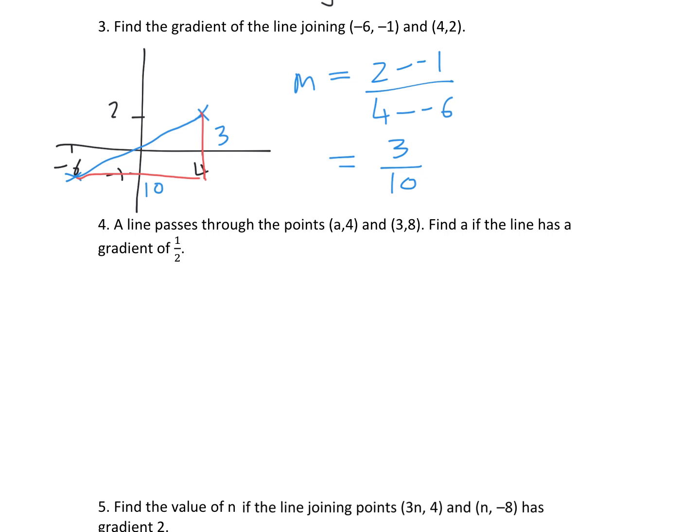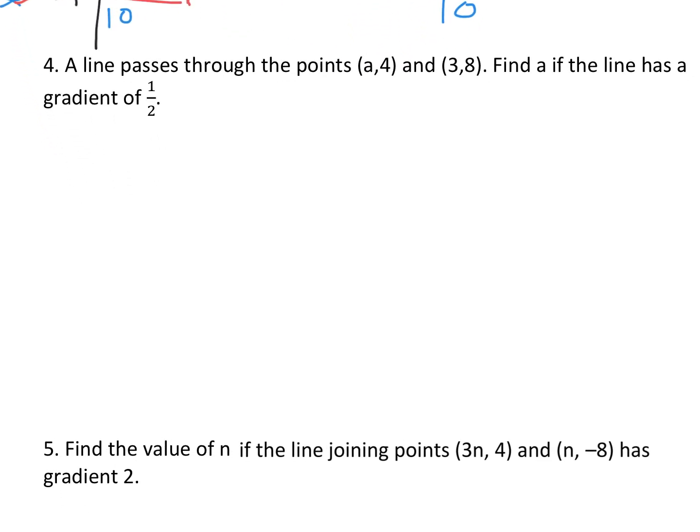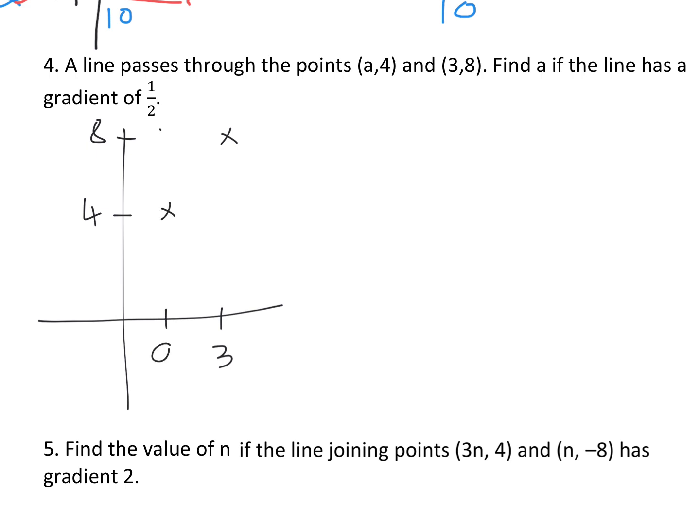Question 4. A line passes through the points (4, a) and (3, 8). Find a if the line has a gradient of a half. So we could draw an axis, and the first point I can plot is 3 across and 8 up. The second point is, we don't know how far across, but we know it's 4 up. I'll just plot it here, but I don't know what that number is. We're looking to find the gradient of the line that passes through those 2 points.